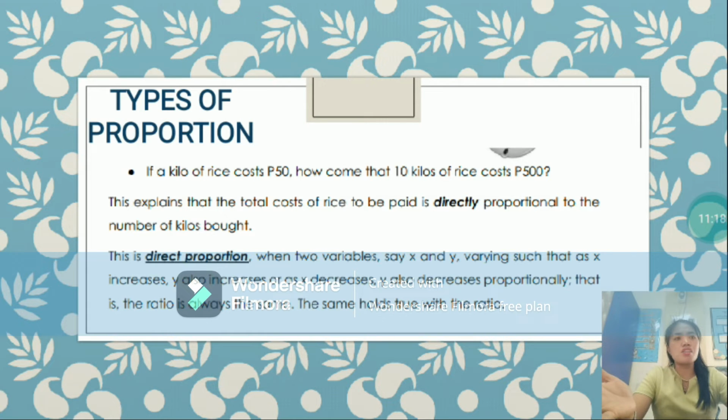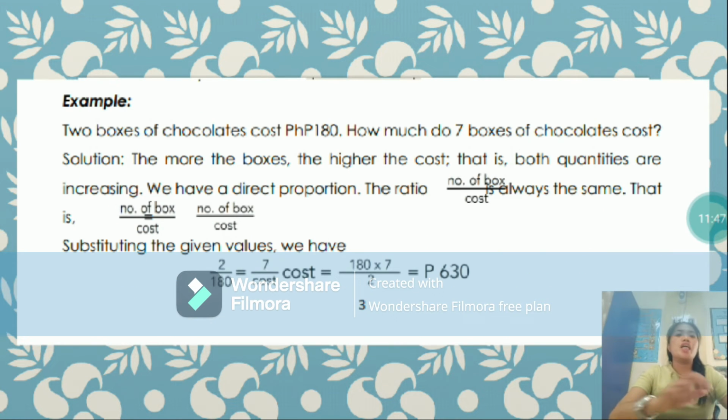Direct proportion is when two variables, say x and y, vary such that as x increases, y also increases, or as x decreases, y also decreases, proportionally. That is, the ratio is always the same. Now, the same holds true with the ratio. Okay. Now, let's have an example or problem.